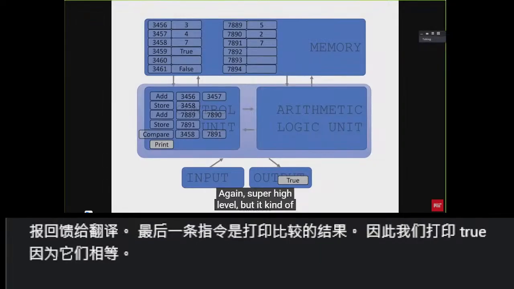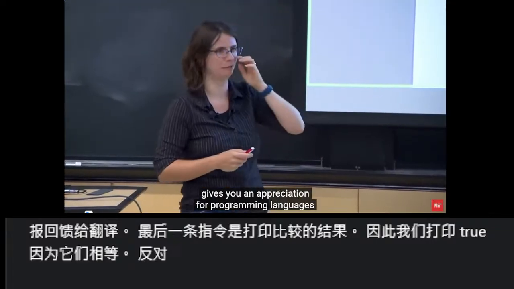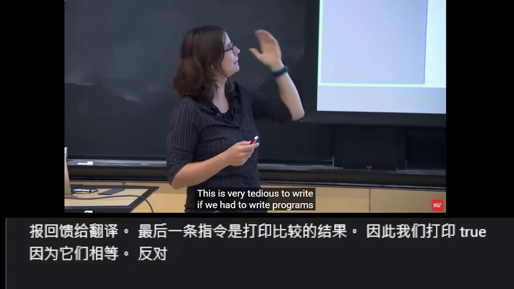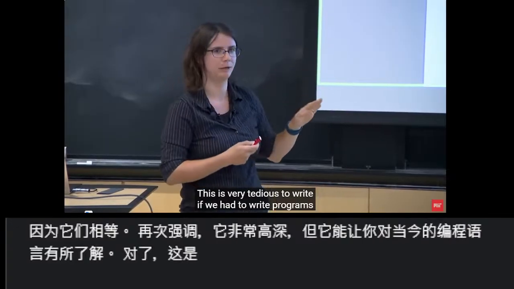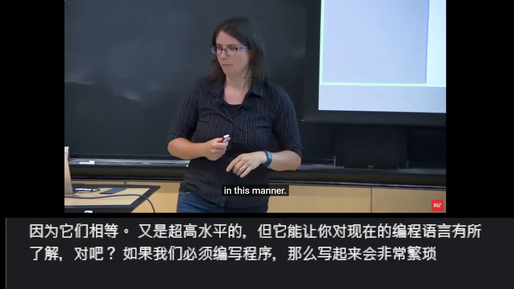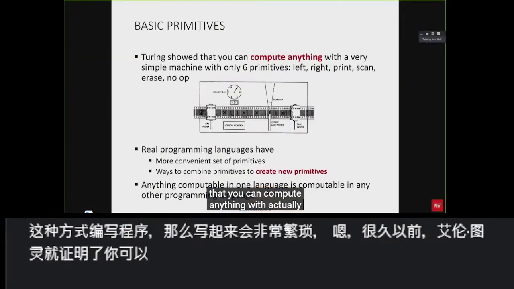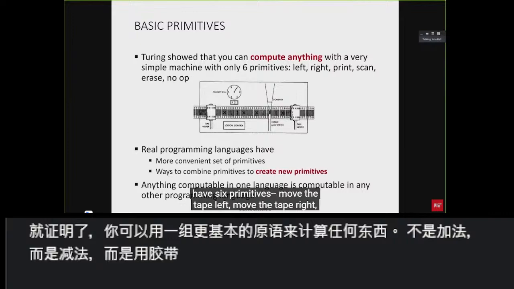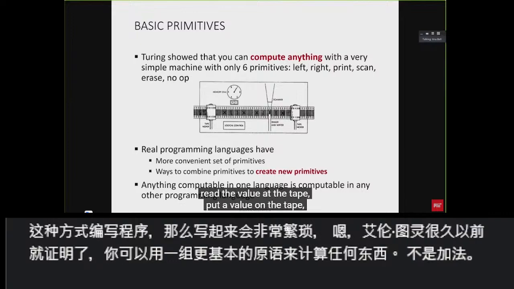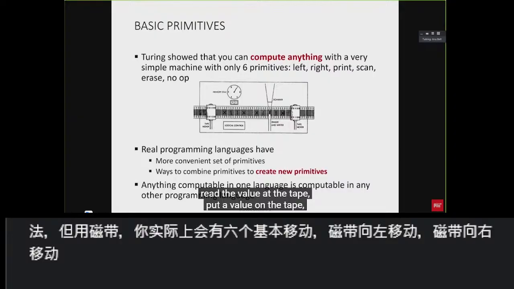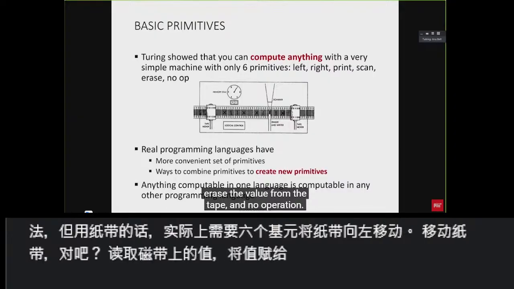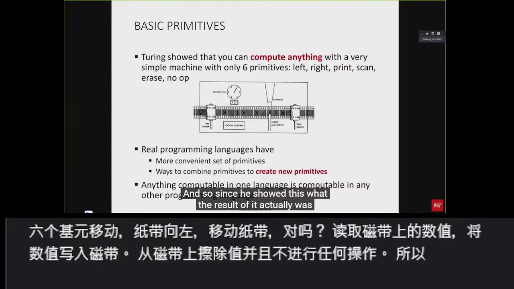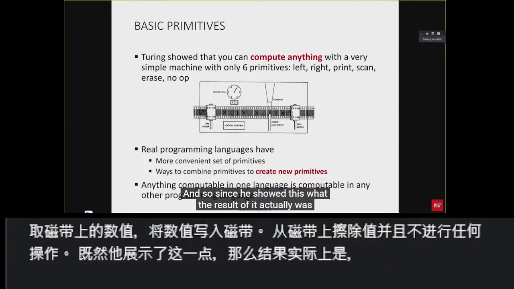Right? Again, super high level, but it kind of gives you an appreciation for programming languages these days, right? This is very tedious to write if we had to write programs in this manner. Alan Turing a long time ago showed that you can compute anything with an even more basic set of primitives, not addition, subtraction, but instead with a tape, you would actually have 6 primitives. Move the tape left, move the tape right, read the value at the tape, put a value on the tape, erase the value from the tape, and no operation. And so since he showed this, what the result of it actually was is down here.